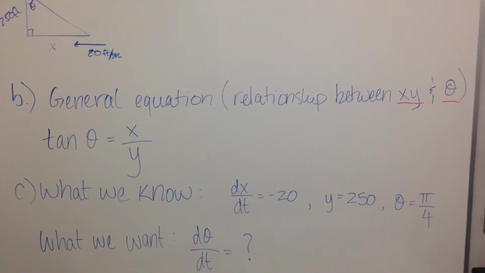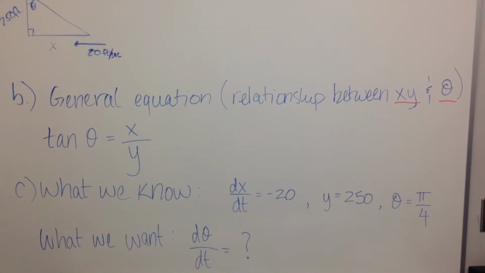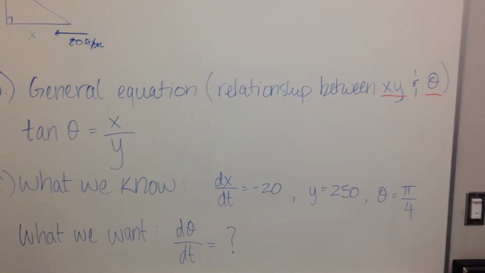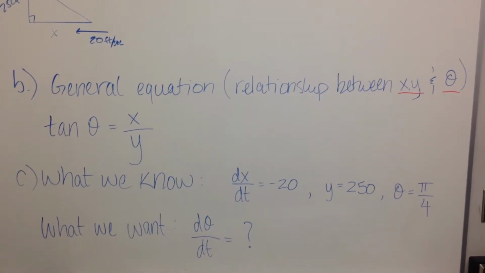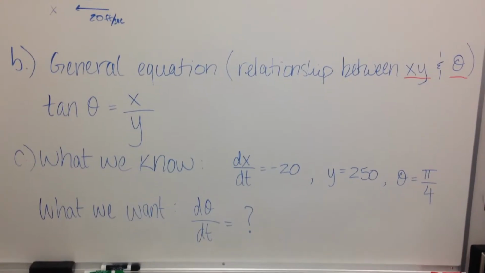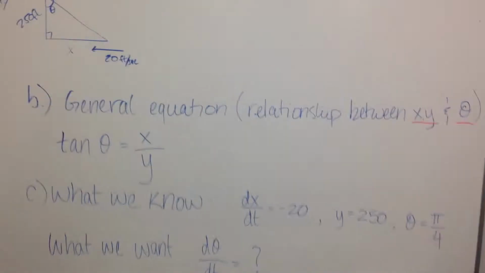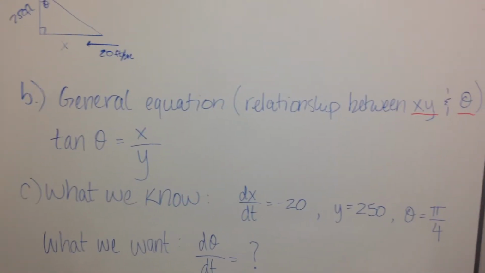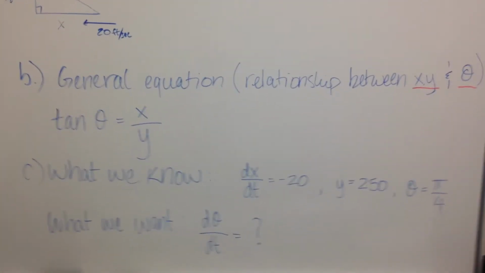Okay, so now we need to find our general equation. Keep in mind the relationship is between x, y, and theta. So we know that tangent theta equals opposite over adjacent, which would equal x over y.